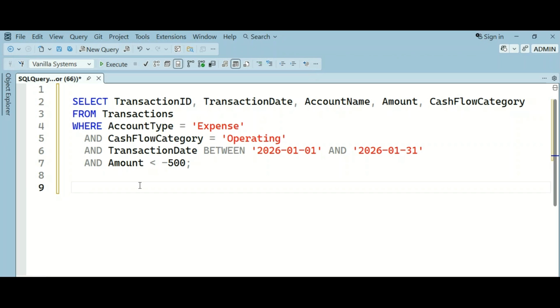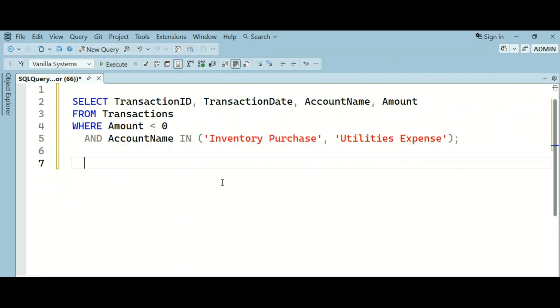Here in this query, we are filtering multiple conditions: only expenses in the operating cash flow category within January 2026 and above $500 in magnitude. This is how accountants identify significant outflows for revenue or management reporting. In Excel, you would need a multi-condition filter or a SUMIFS formula with date, category, and amount criteria. SQL handles all of these in one query, making it perfect for large data sets.